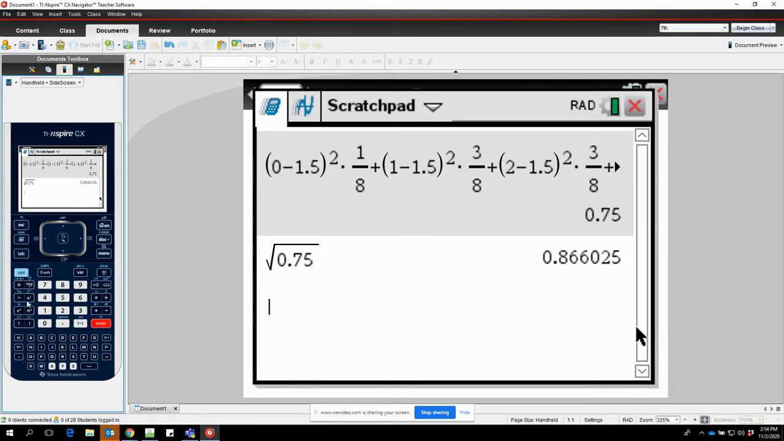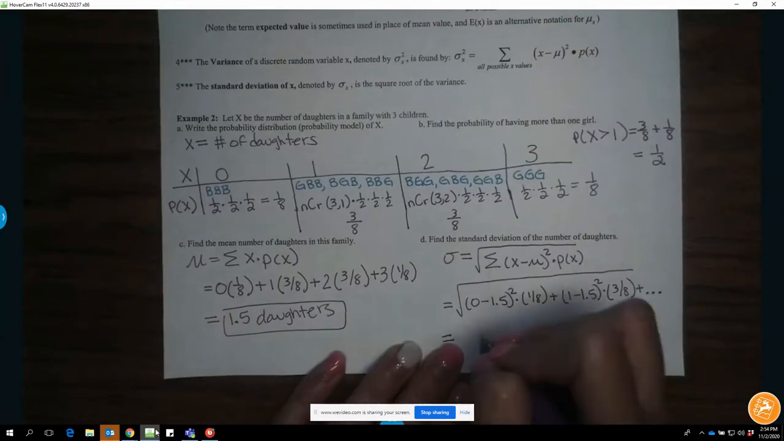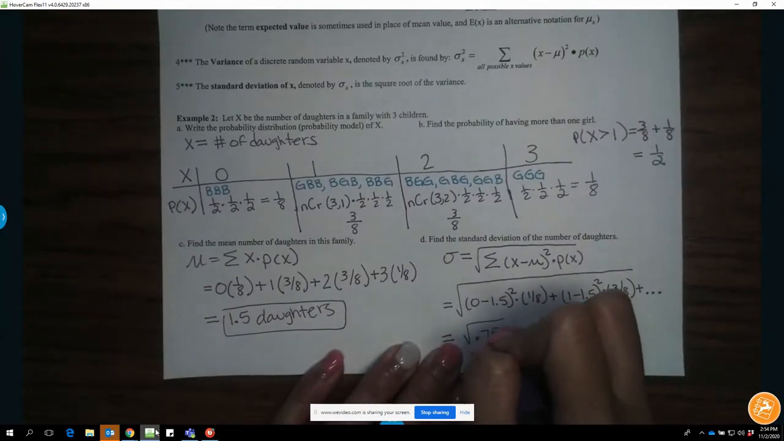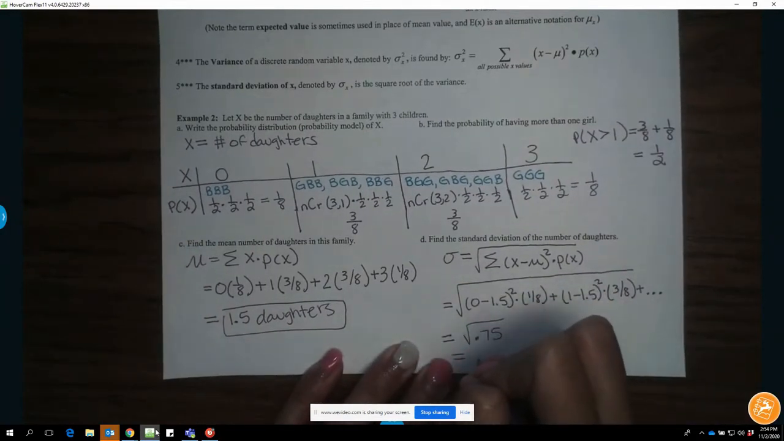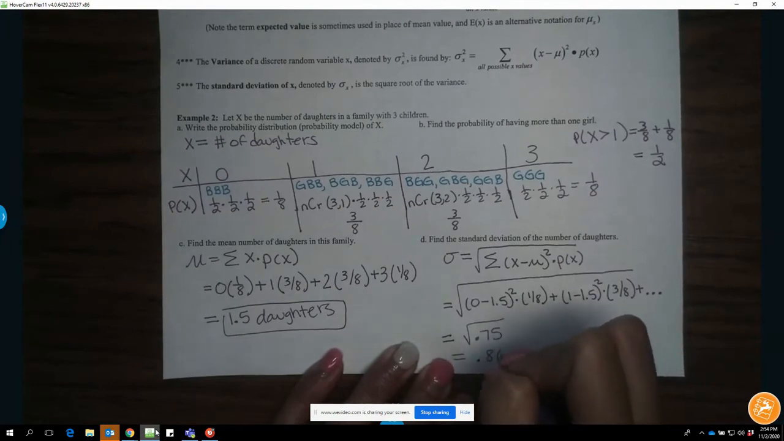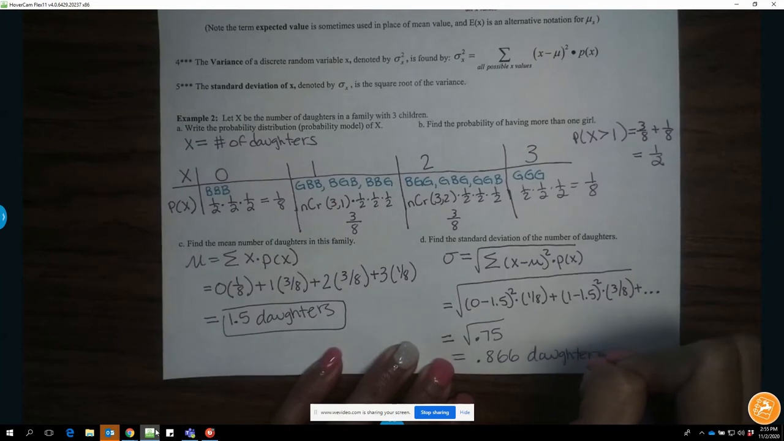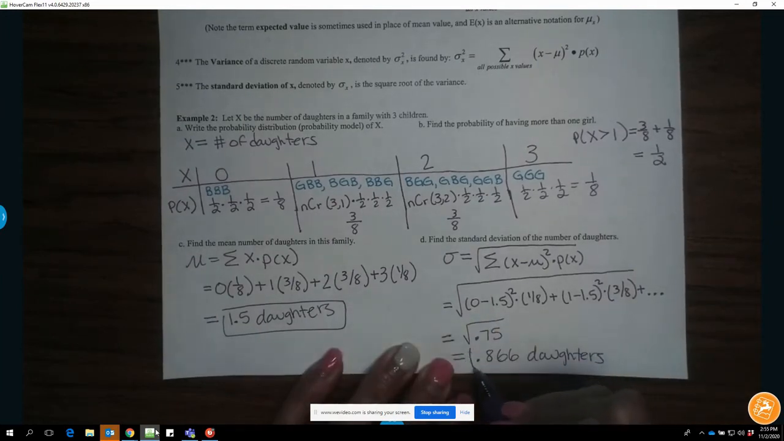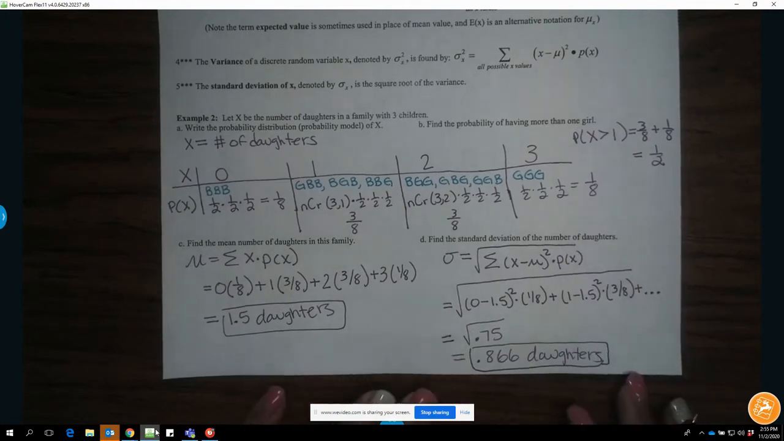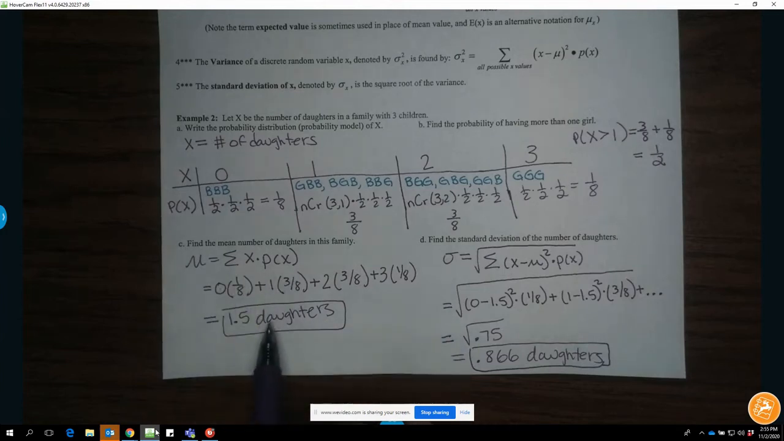There you go, perfect. So that's the standard deviation. It was the square root of 0.75, which was the variance, and that's 0.866, and then the units is supposed to be daughters. The units for the standard deviation are the same as the units for the mean, which is just the units for x. So that's how you're supposed to compute expected values, or the mean, and the standard deviation.